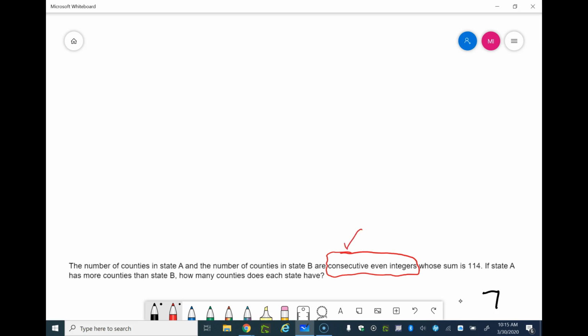If I think about the word consecutive, consecutive just means back to back. We're lined up consecutively in line, just one person right after the other. If I say even, we'll think about the numbers 2, 4, 6, 8, and so forth. Those are even numbers. And integers are just whole numbers.